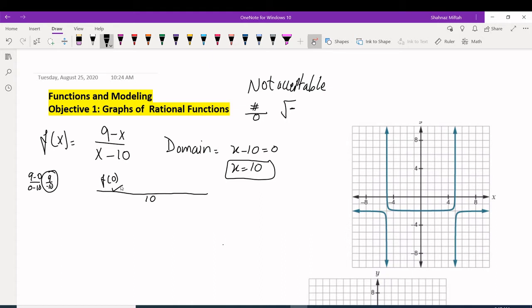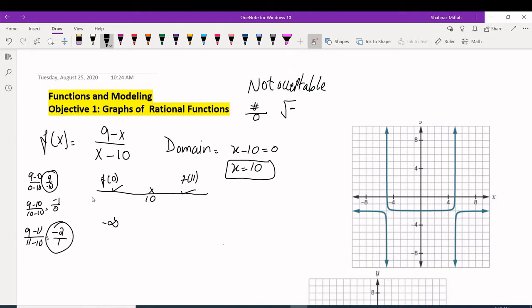Now let's pick 10 and plug it in the function. If I plug in 10 in the function, I'm getting 9 minus 10 over 10 minus 10, and I'm getting negative 1 over 0, which is undefined. This 10 doesn't work. Then I'm going to pick anything on the right side of 10, which means I'm going to pick f of 11, plug in 11. 9 minus 11 over 11 minus 10. This is going to give me negative 2 over 1. And I am getting some y value, so I'm okay here, right? So we are good.